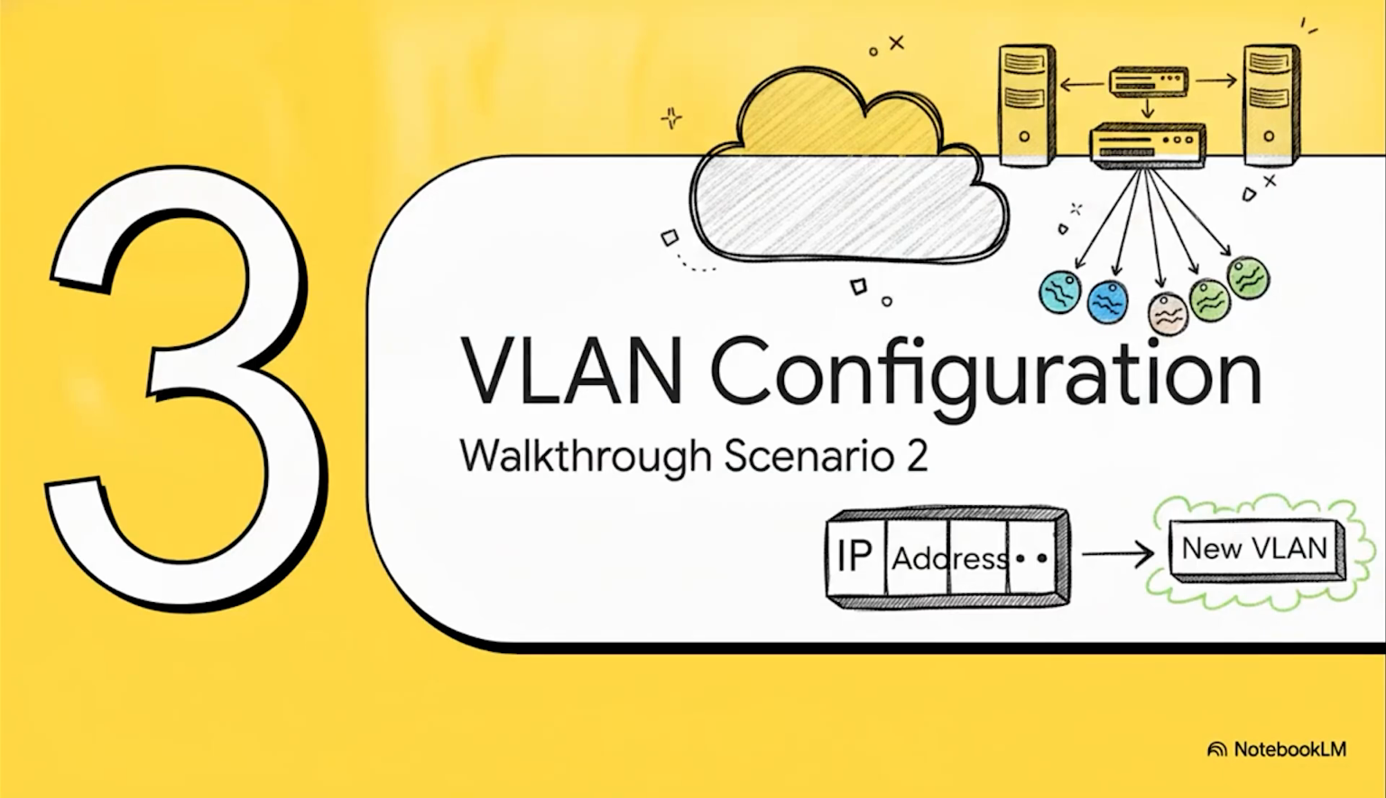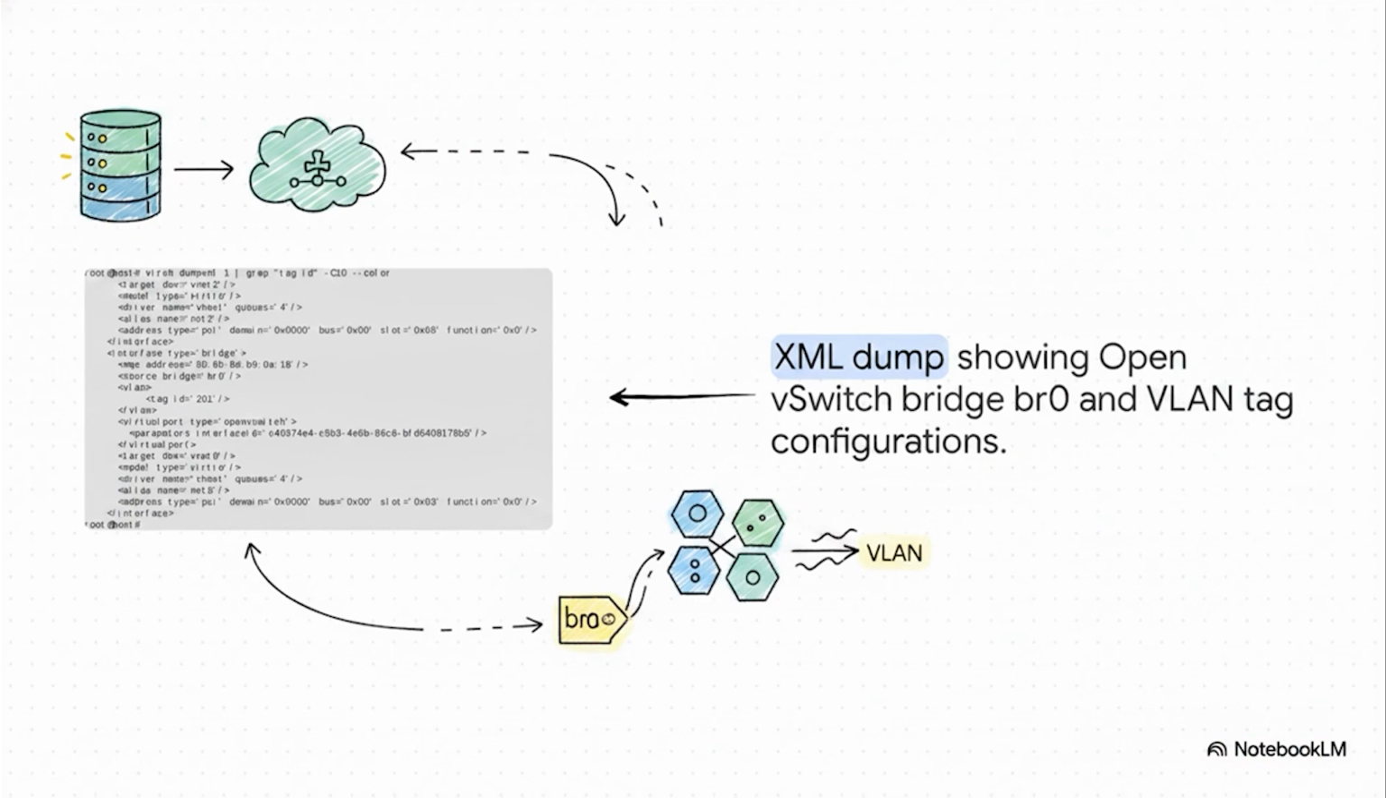All right, Section 3. Walkthrough, VLAN configuration. Taking a look under the hood at this XML dump from the hypervisor, we can see the underlying virtual port layout. It perfectly illustrates how the virtual port integrates straight into the Open vSwitch bridge, BR0.